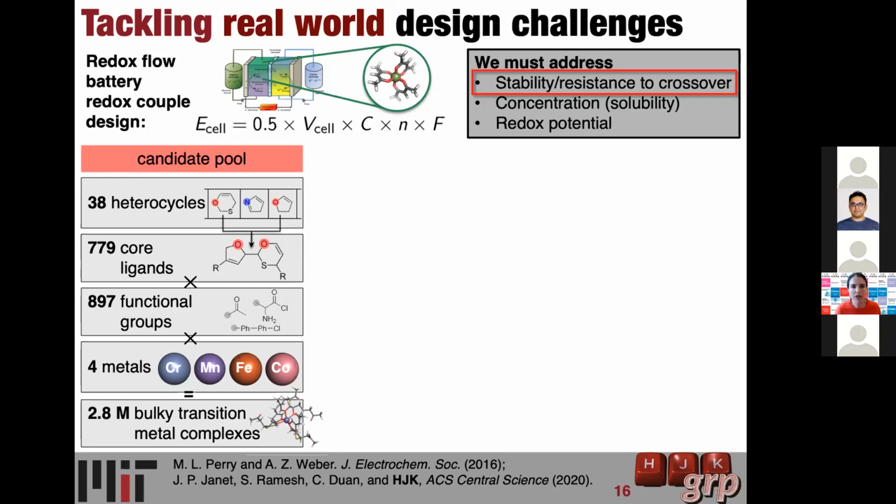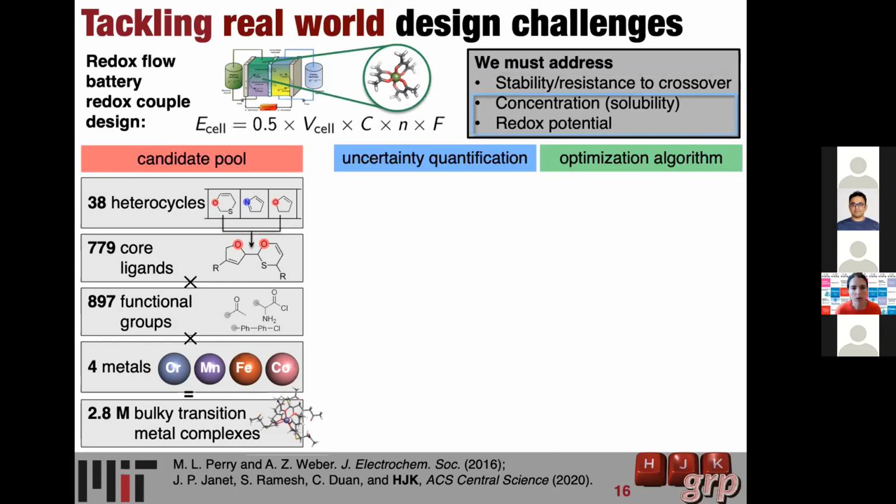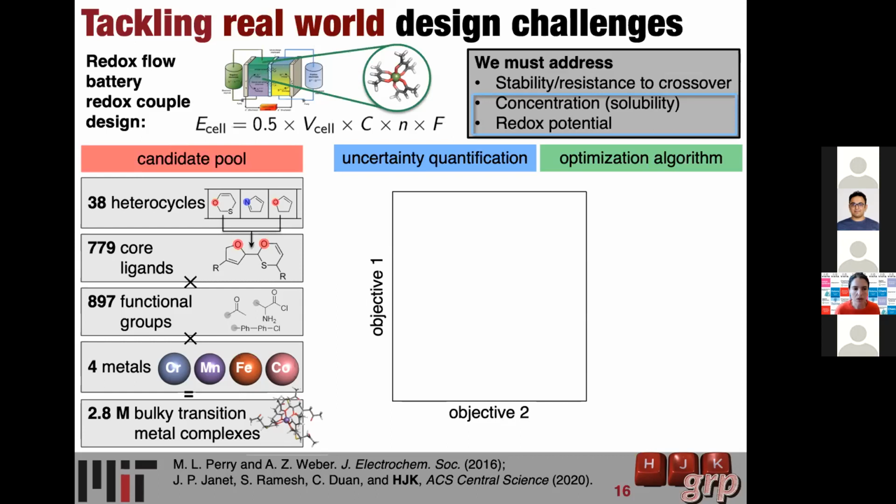And importantly, these are huge molecules. Because we're interested in controlling stability and resistance to crossover, these are 100 to 200 atoms in size, the types of calculations I would never have conceived of carrying out when I was a student, and that are still computationally demanding to carry out to this day. And we used efficient global optimization with the 2D expected improvement criterion to control for solubility and redox potential.